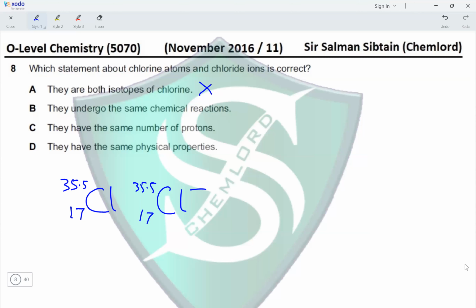They undergo the same chemical reactions? No. Chlorine undergoes reduction to form chloride ions and chloride ions are oxidized to form chlorine. So they undergo different chemical reactions. They have the same number of protons? Yes, both have a proton number of 17. And they have the same physical properties? No. Chlorine is a diatomic gas, whereas chloride ions are part of an ionic lattice. So they have very different physical properties. So this makes option C the correct option for this question.